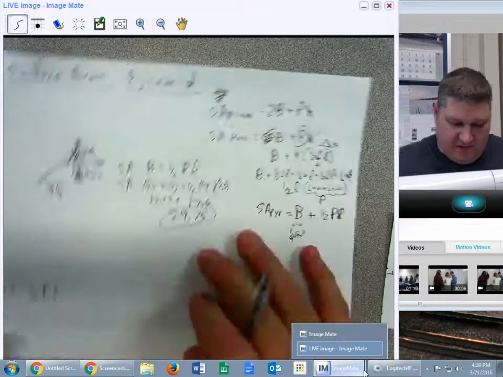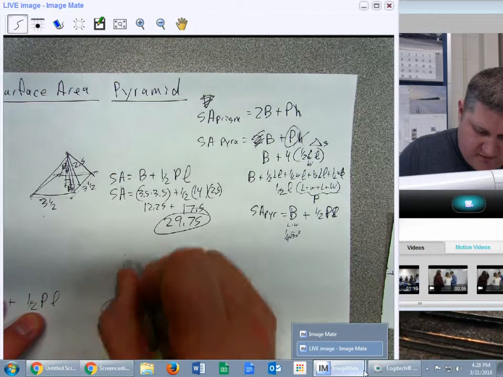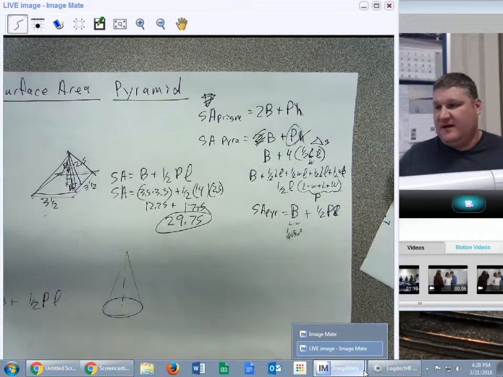By the way, surface area of a cone. If I have a cone, it's going to work the same way, and we'll talk about that in a future piece.